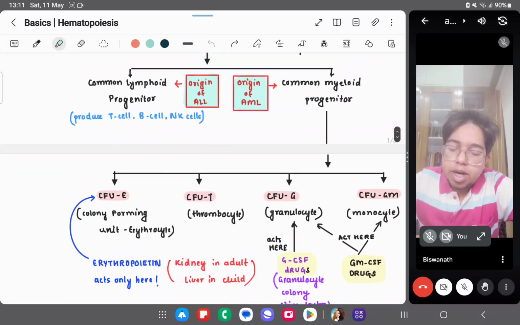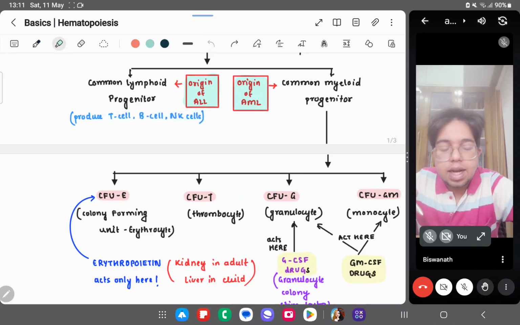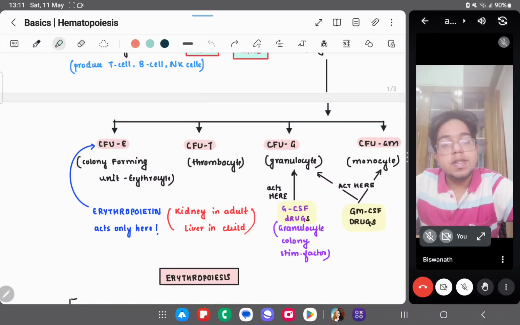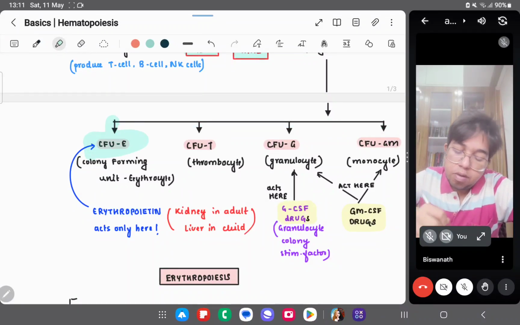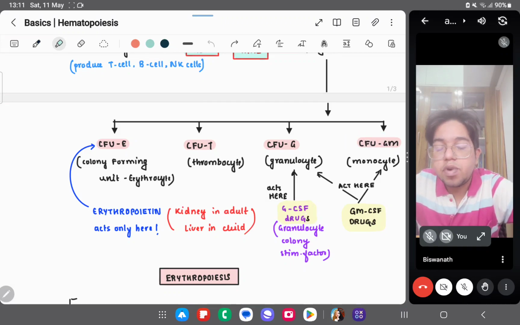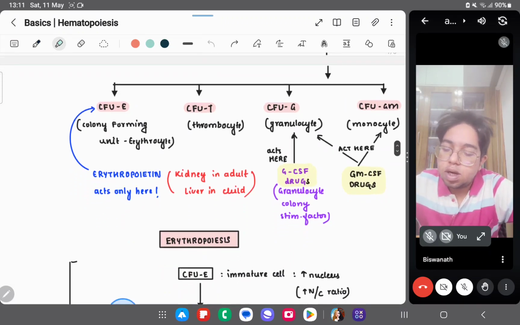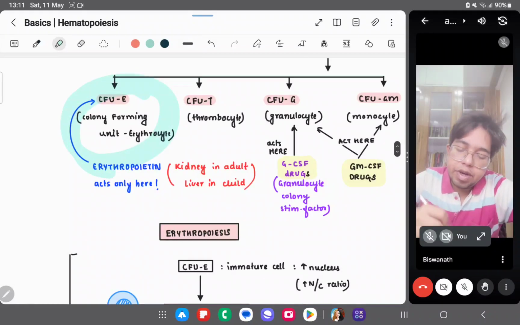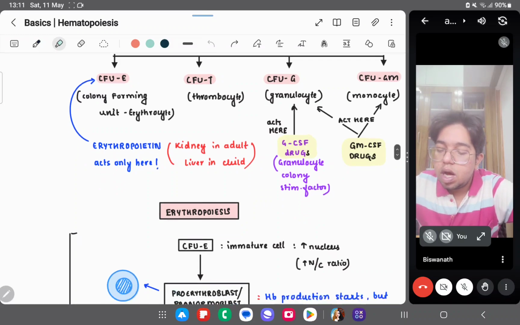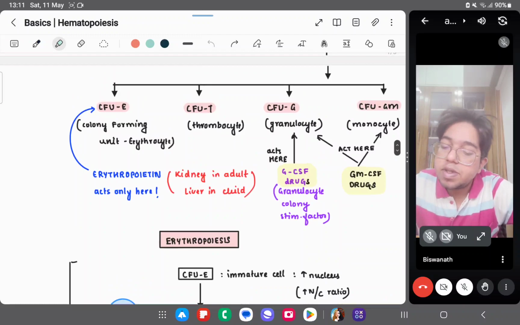Then this common lymphoid progenitor will produce the B cell, T cell, and NK cells, which are the cells of the immune system. And the common myeloid progenitor will form four colonies. We have CFU-E, colony forming unit for erythrocytes, CFU-T for thrombocytes, CFU-G for granulocytes, and CFU-GM for monocytes. So CFU-E will form erythrocytes, and we also have thrombocytes and granulocytes. Granulocytes are those which have granules: eosinophils, neutrophils. Then monocytes.